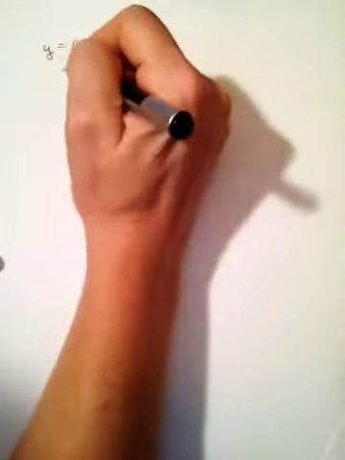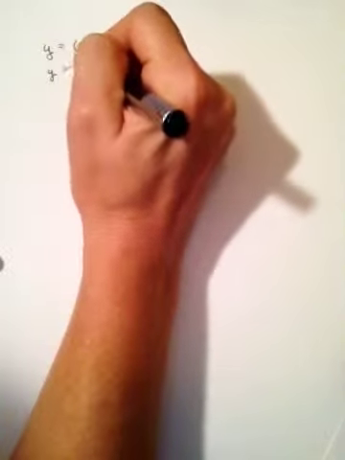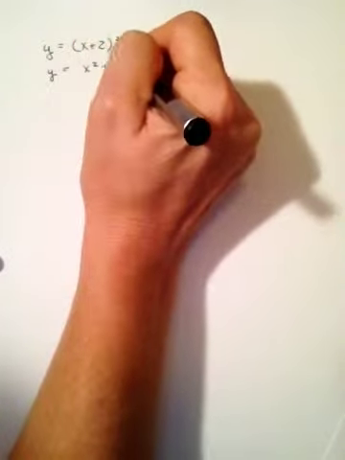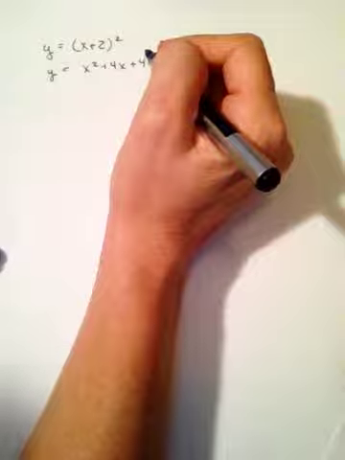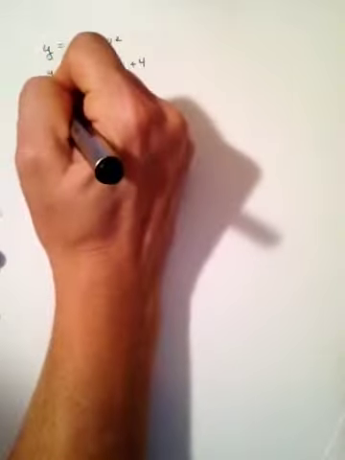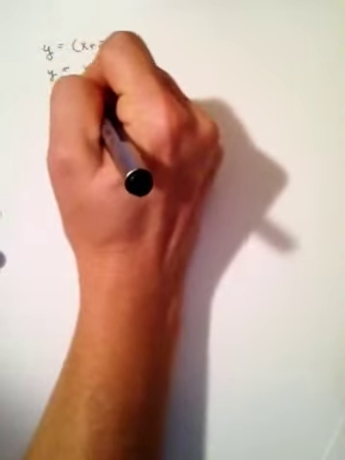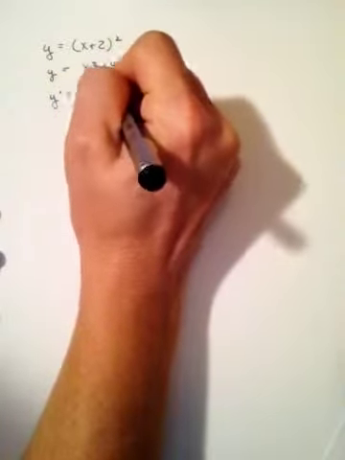You would just square it. y equals x squared plus 4x plus 4. You can use FOIL, box method, whatever you like. So if I wanted y prime, it's pretty easy. I use the power rule and it's 2x plus 4.